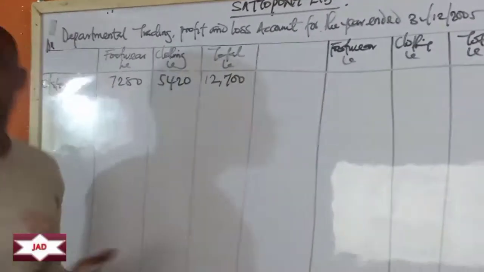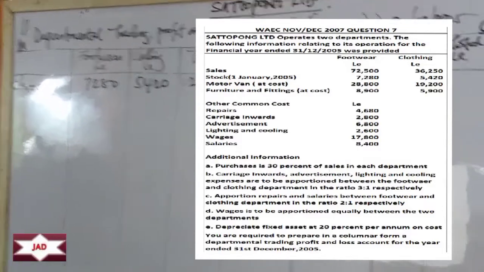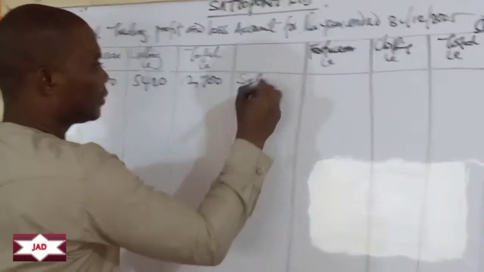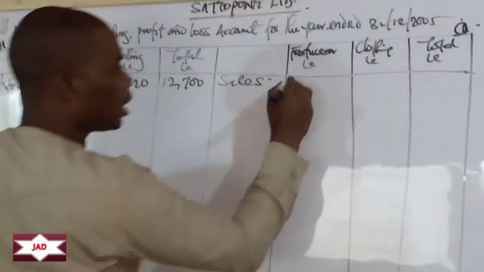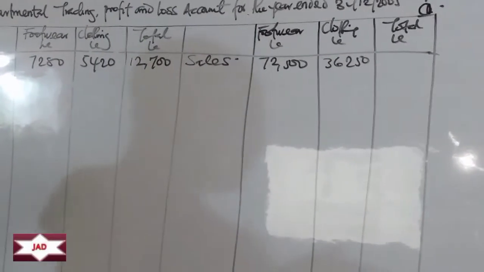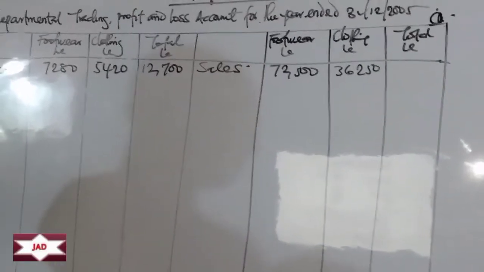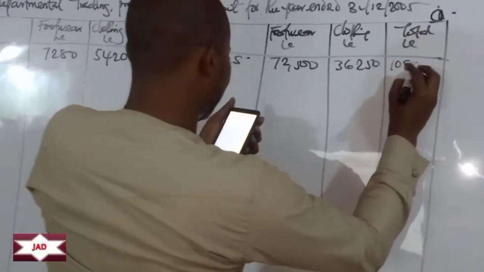So the next one, purchases. It's not given directly. It said purchases is 30% of sales in each department. So what are our sales? Sales for footwear is 72,500. Clothing is 36,250. So the total, we have 72,500 plus 36,250. That's 108,750.